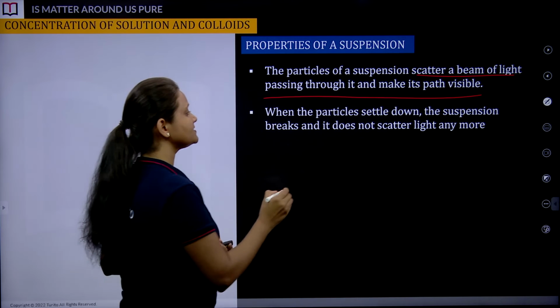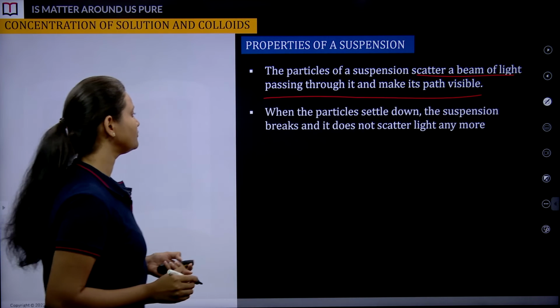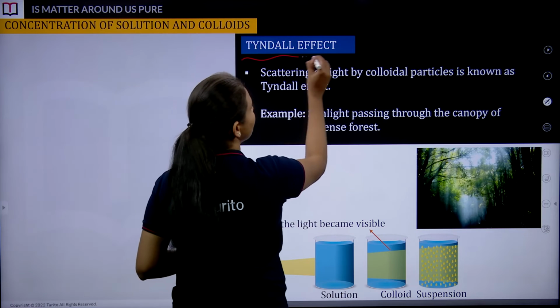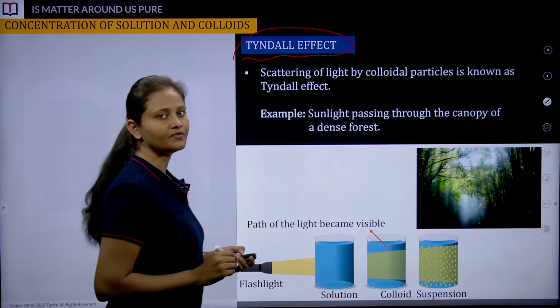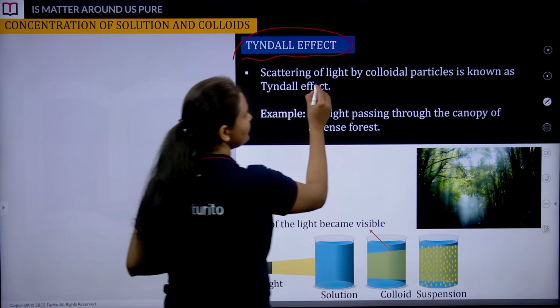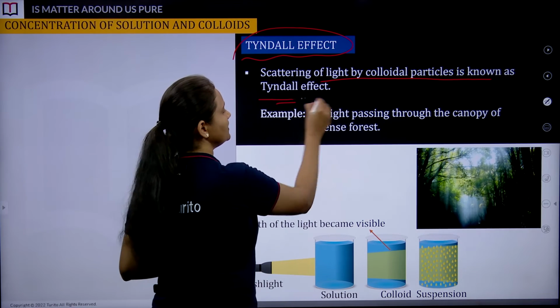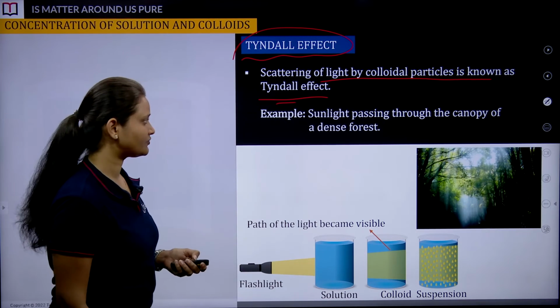So when the particles settle, yeah, that's the next property, students. We need to understand it first. We have something called the Tyndall effect. So what does it mean? Scattering of light by colloidal particles is known as the Tyndall effect. Here, focus on suspension, students.